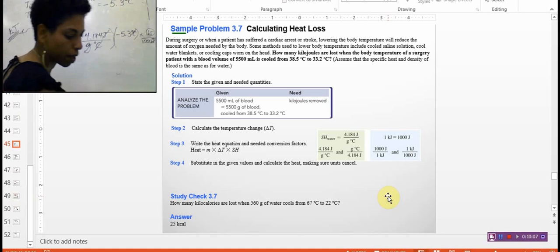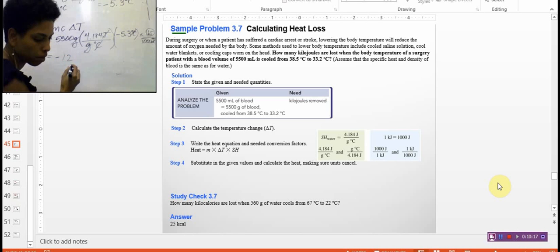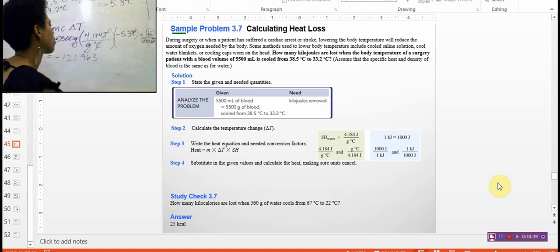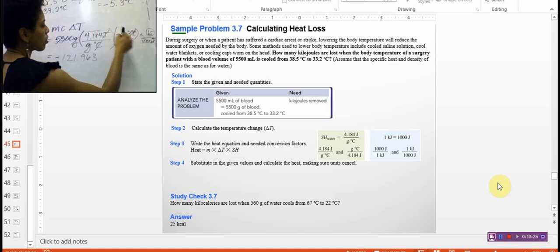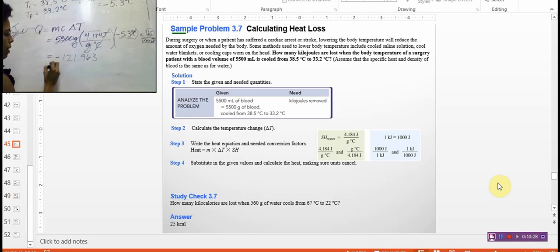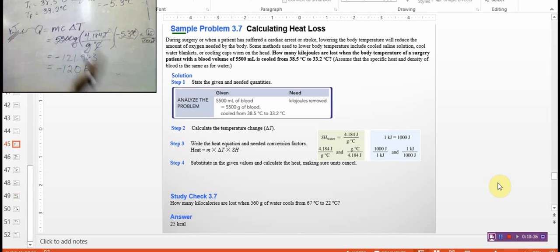So our answer, let's take a look at what we get. Okay, so we get a negative 121.963. Well, if we look at our sig figs, we've got 2 here, 4 here, but we've got 2 here. So our answer should be negative 120 kilojoules. Does it make sense? Did we lose heat? Well, our temperature went down, so that gives us a negative delta T. And if we're losing heat, then our Q should also be negative, right?